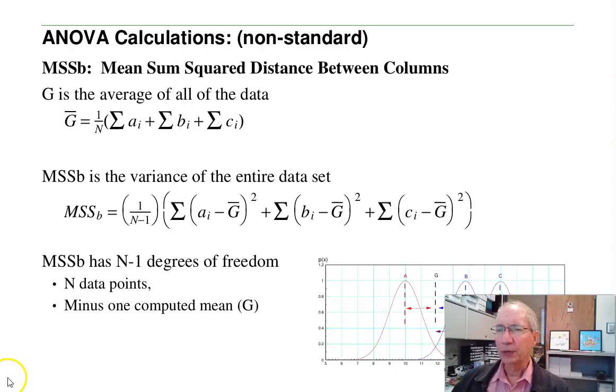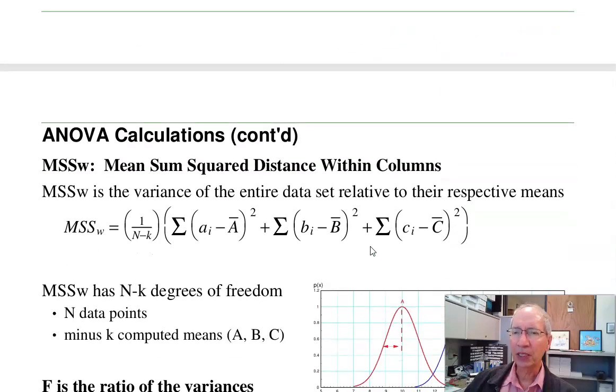So here's the idea. The numerator is the mean sum squared between columns. What I do is I find the global average. The global average is just the sum of all the data divided by the total number of data points. I'll then take the distance of the data in A to the global average squared, the distance of B to the global average squared, and the distance of C to the global average squared. Add them all up. That's the mean sum squared between columns.